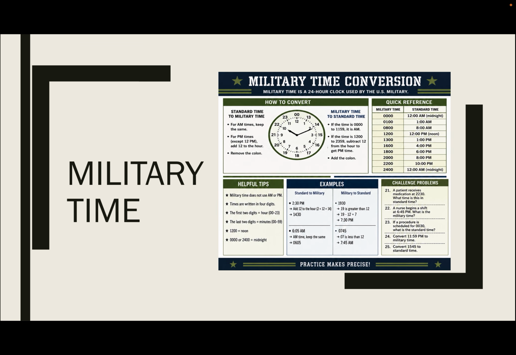And then after that, 1000, 1100, those are still AM. Noontime will be 1200. So 0000 is 12 a.m., and 1200 is 12 p.m. Then when we get back to midnight, the clock should end at 2400, or start back at 0000. Below there are helpful tips to help you remember this, some examples so you can practice going back and forth, and challenge questions at the bottom to test your knowledge, because it will be on your dosage calculation.